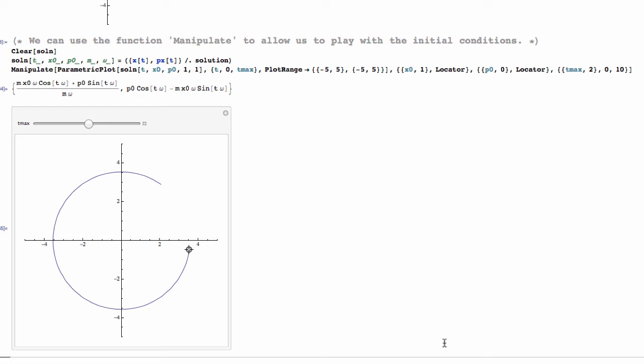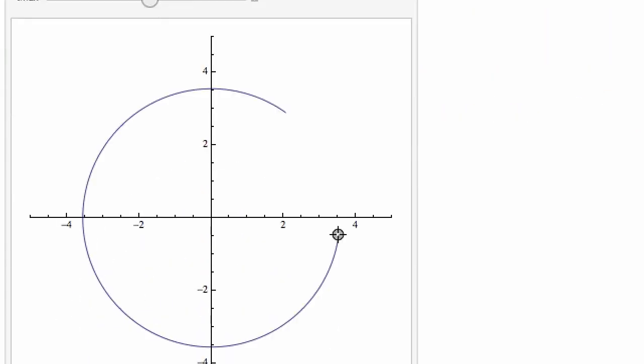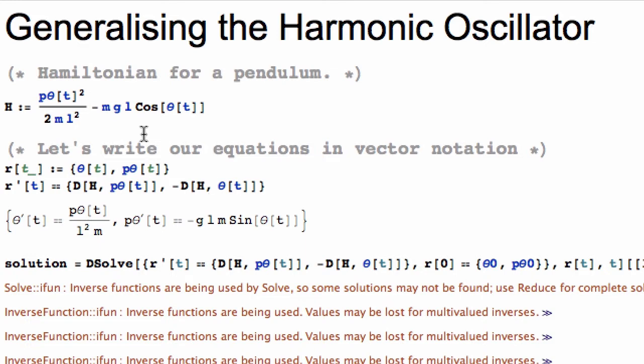One of the nice things about numerics is that we can go to harder problems. Let's solve not the harmonic oscillator, but a pendulum. Okay, so we've got here a simple pendulum, so we've got p squared on 2ml squared. ml squared is the moment of inertia.